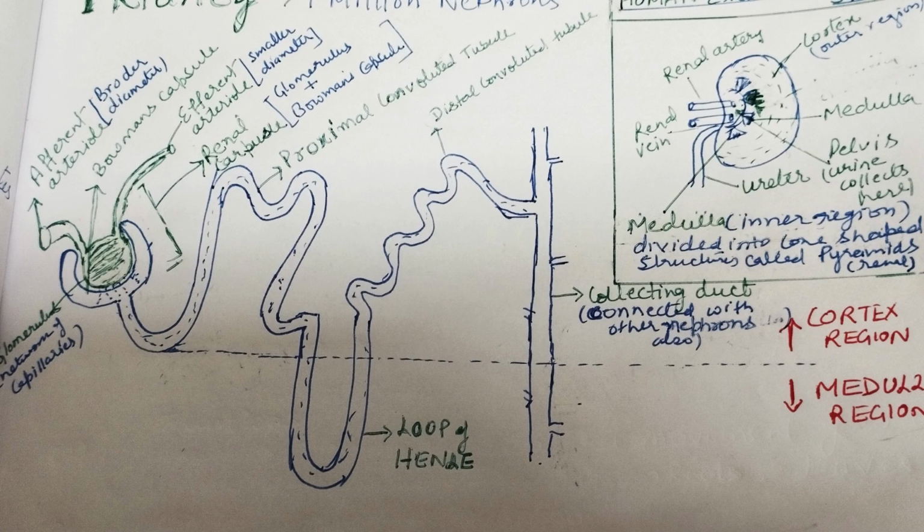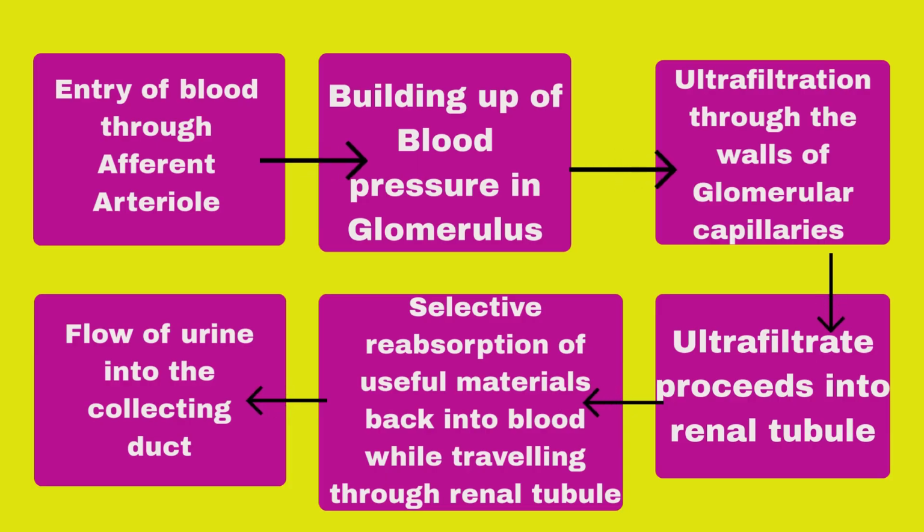Now let us have a look at the flowchart to understand and remember the working of a nephron in a simple way. Step 1, entry of blood through the afferent arteriole. Step 2, building up of blood pressure in the glomerulus. Step 3, ultrafiltration through the walls of glomerular capillaries. Step 4, ultrafiltrate proceeds into the renal tubule. Step 5, selective reabsorption of useful materials back into the blood while waste moves through the renal tubule. Step 6, flow of urine into the collecting duct.